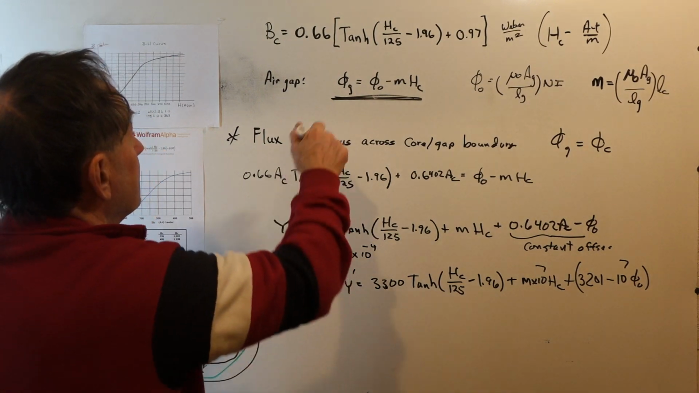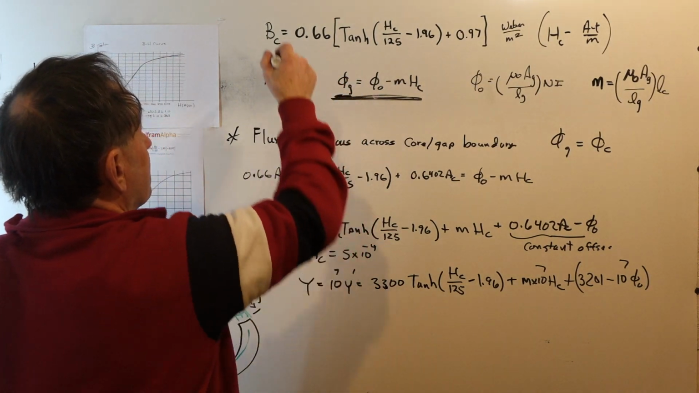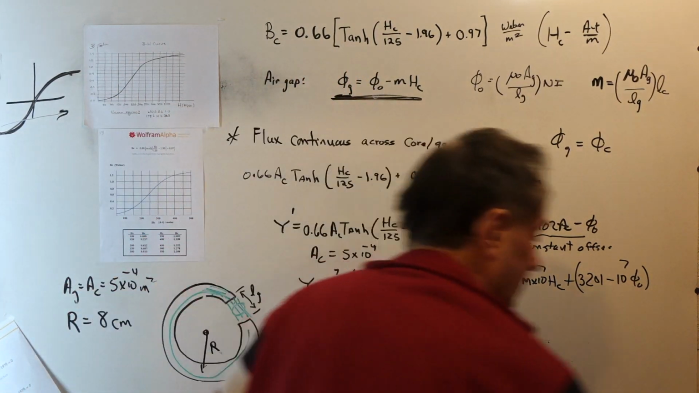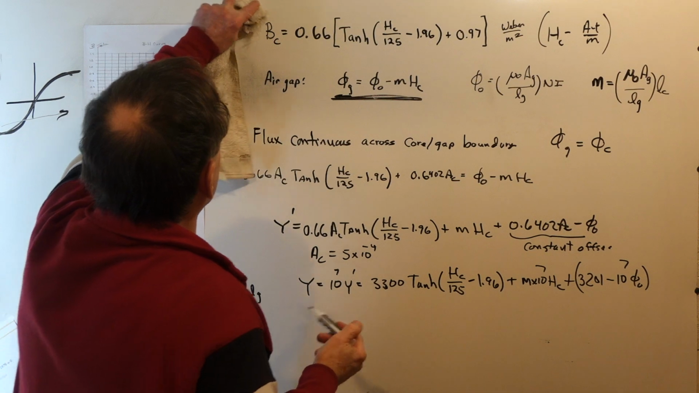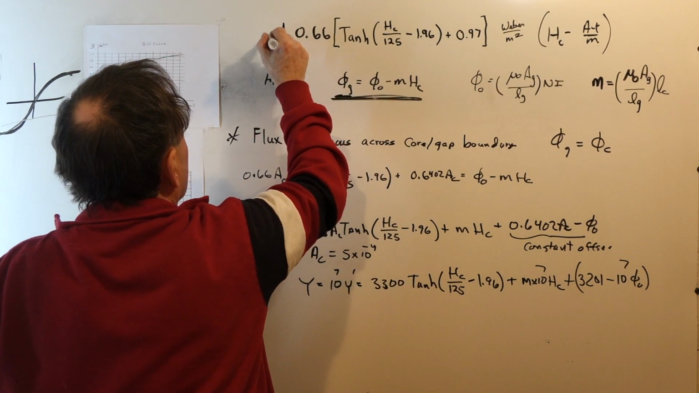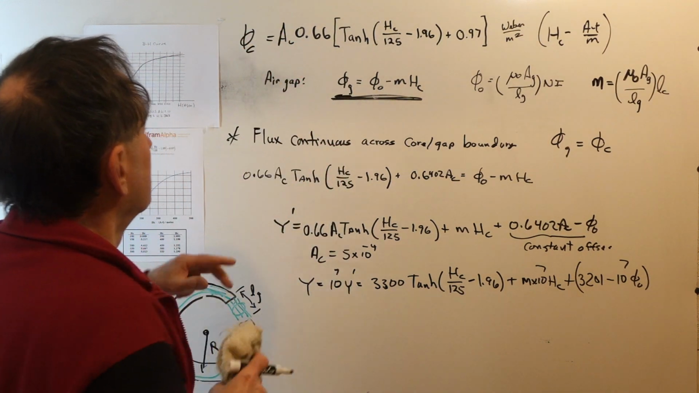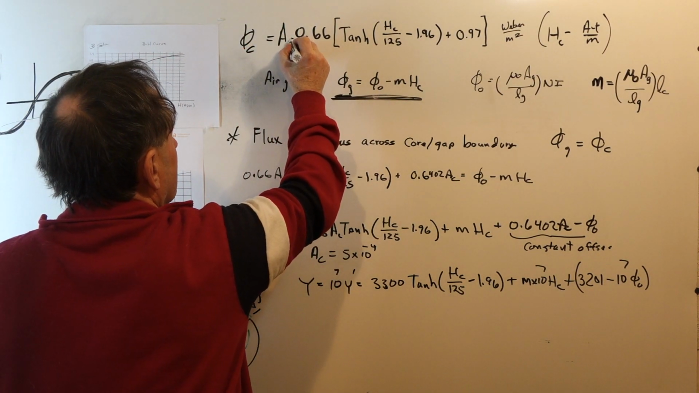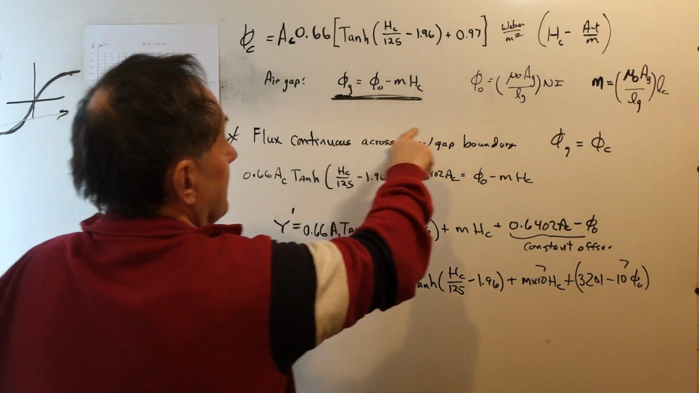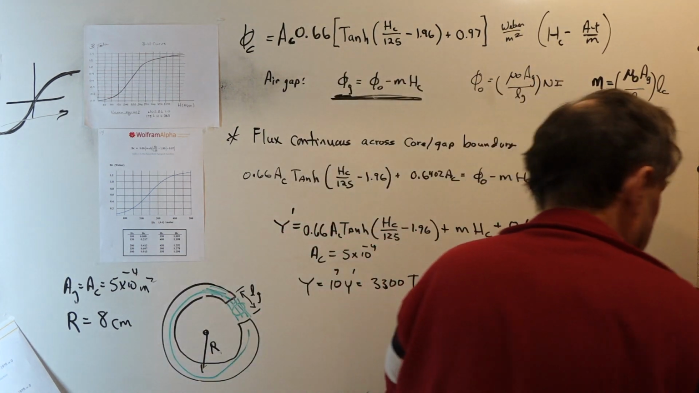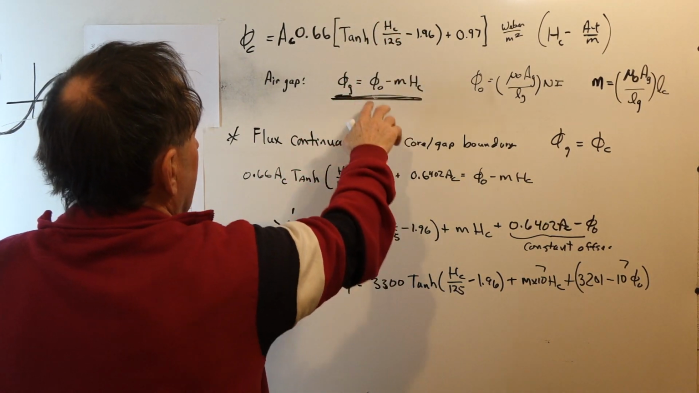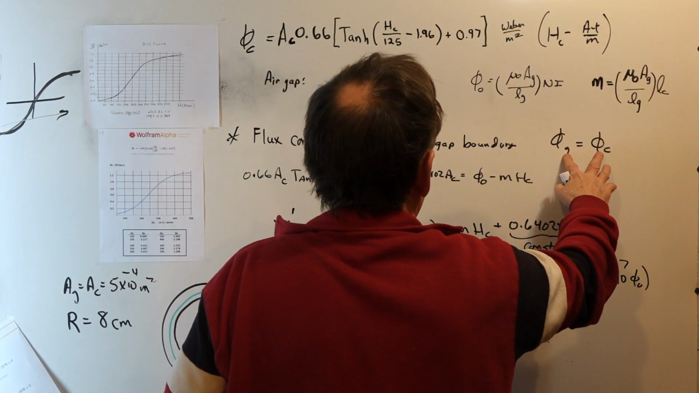So I equate the flux in the gap to the flux in the core. The flux in the core is related to the B field in the core by the area of the core. So if I multiply the B by the area in the core, I get the flux in the core. Here we have the core cross-sectional area, and here we have the gap cross-sectional area. So I equate the flux in the gap to the flux in the core.